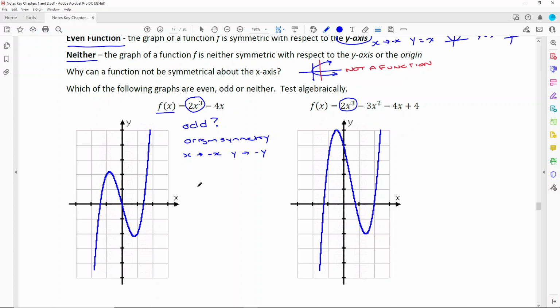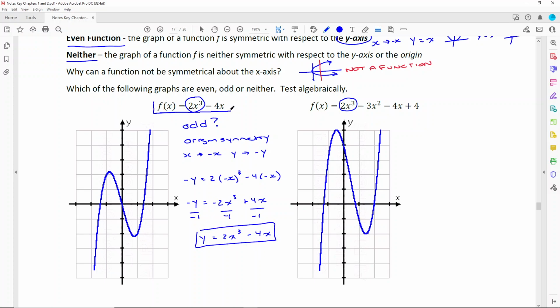So this is y, right? So I'm going to go negative y equals 2 times negative x all cubed minus 4 times negative x, and then I'm going to simplify. I end up with negative y equals, since this is negative x cubed, it's going to stay negative, so we're going to write it as negative 2x cubed, and then a negative times a negative is a positive. And then to compare it, I have to make it y equals again. So I'm going to divide everything by negative 1, or multiply everything by negative 1, and I get y equals 2x cubed minus 4x. Is this equation equivalent to the original equation? Yes. So it is odd.